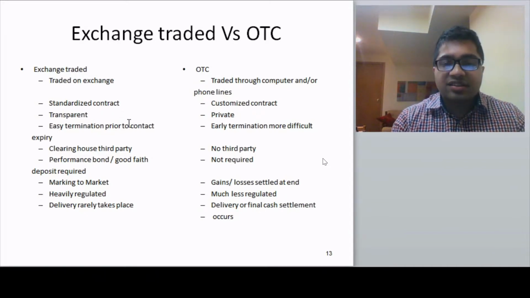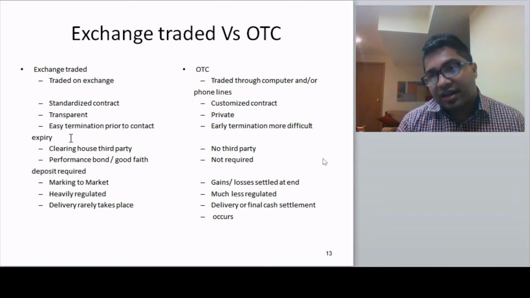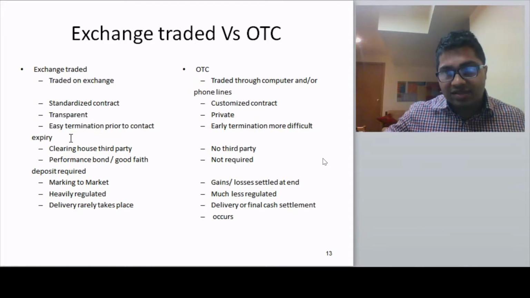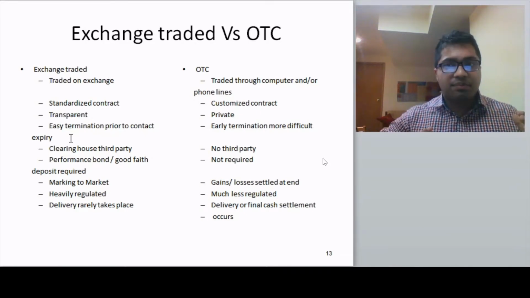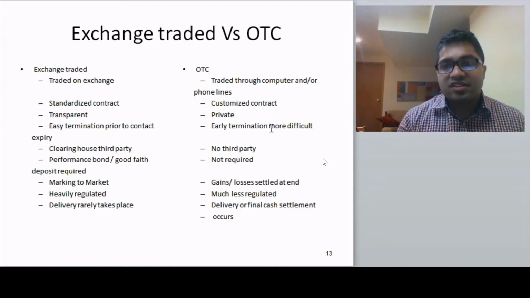Easy termination is possible before the contract expiry because you can sell your obligation on the secondary market. You can get into a counter trade. So if you have bought futures, you can sell futures to balance out. If you have sold futures, you can buy futures to balance out. But on OTC, termination is more difficult.